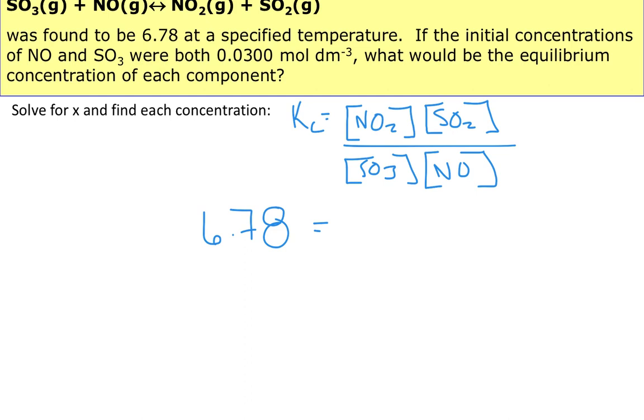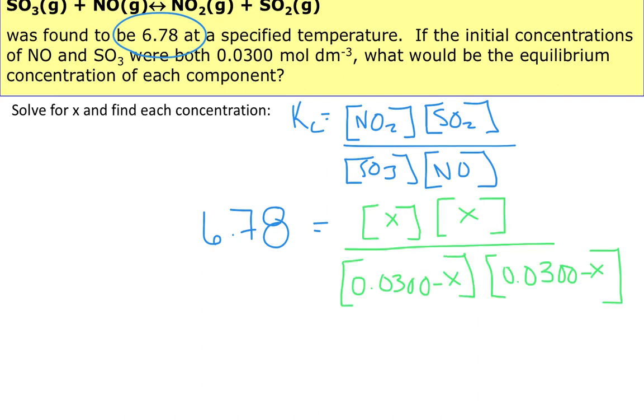So I'm going to take my equilibrium expression and start plugging things in, starting with the given Kc, which just goes as Kc on the left-hand side. Now I want to plug all my x variables in on the right side. Each of the products was just x, and each of the reactants was 0.03 minus x. So essentially I have 6.78 is equal to x squared over (0.03 minus x) squared. Now our job is just to solve for x.